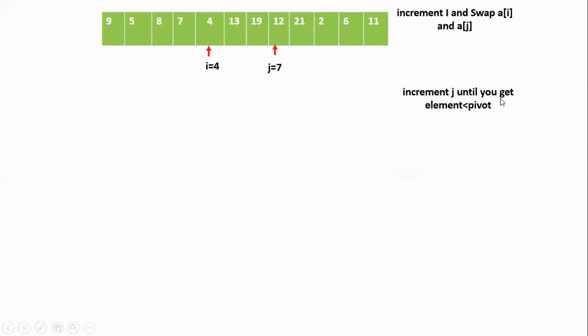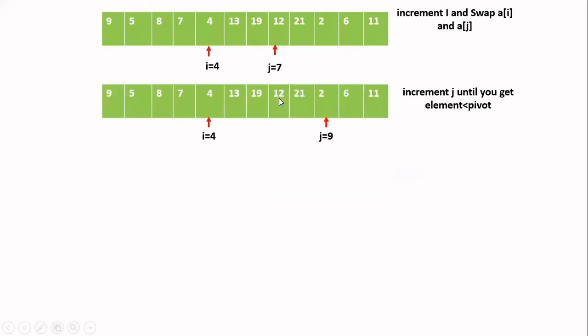Now perform the same step. Increment j until you get an element which is less than the pivot. So now move j to 8, that is 21. It is not less than the pivot. Then move j to the next position 9. There you have the element 2. 2 is now less than the pivot element. So you stop there. Then increment i and swap A of i and A of j.